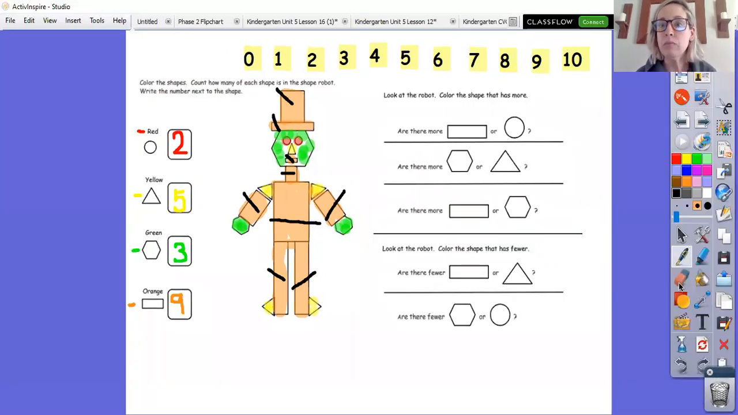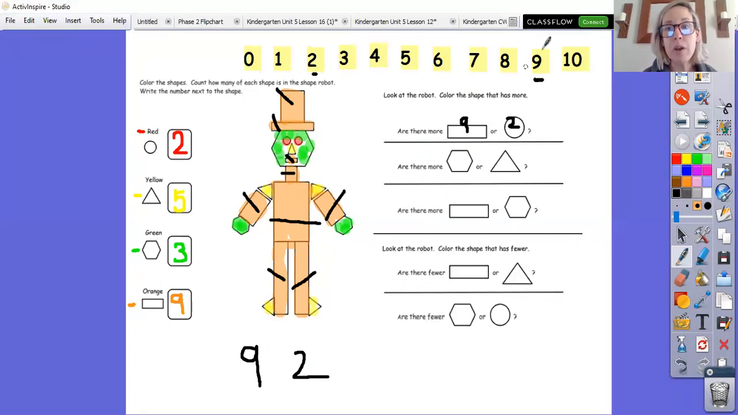All right. So are there more rectangles or circles? Let's look over at our chart. So we have 9 rectangles, which is a lot. Okay, so we have 9. Or it says circles, or we have 2. Okay, let's see. And our number line is asking which one is bigger, 9 or 2? Okay, because we have 9 rectangles or 2 circles. So here's 9. All the way down here is 2.